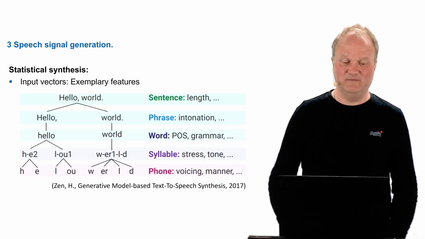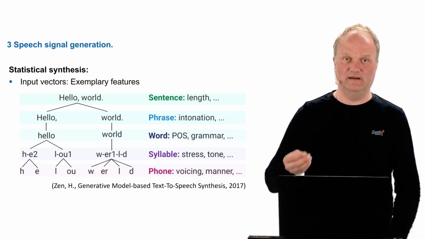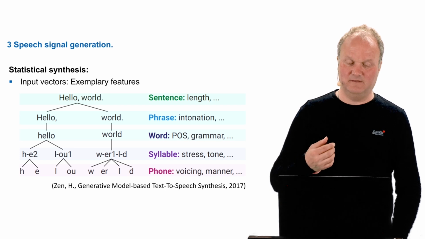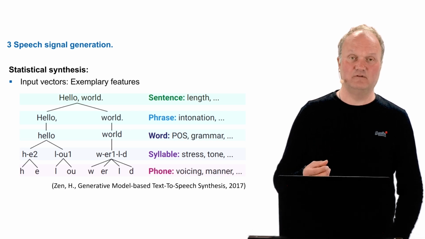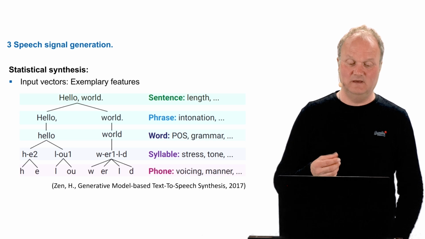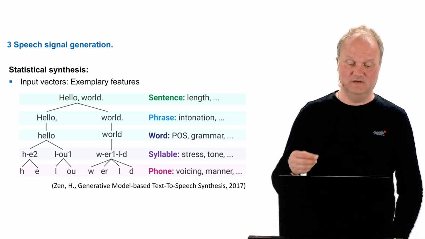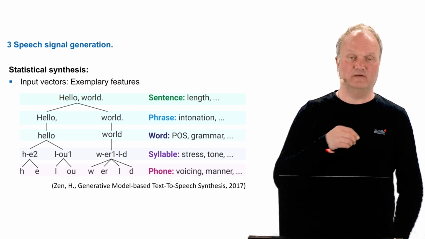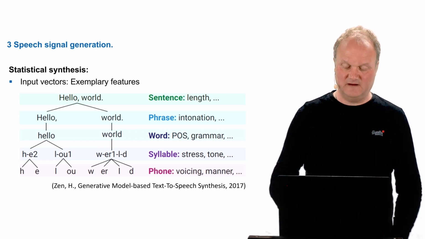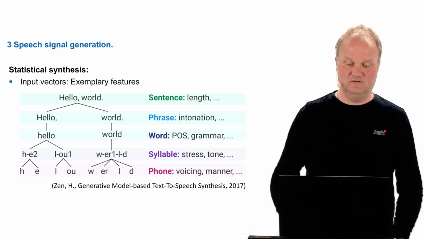As mentioned, the input information consists of features which are calculated on the symbolic level. For example, on the level of the sentence, like the length, the number of words in a sentence. On the phrase level, the intonation contour, for example. On the word level, what function this word has, the so-called part of speech, the grammar. On the syllable level, the stress and the tone of a certain word, down to phone level, voicing and manner of pronunciation. So all these are categorical features which serve as input and are summarized in terms of an input vector sequence for the sequence to be generated.